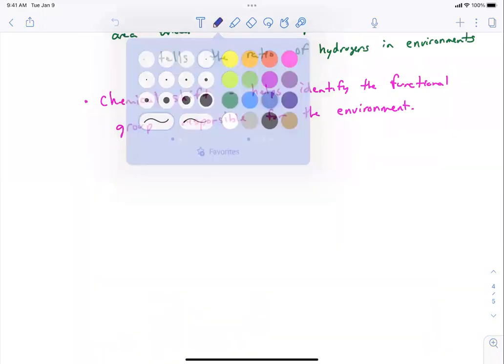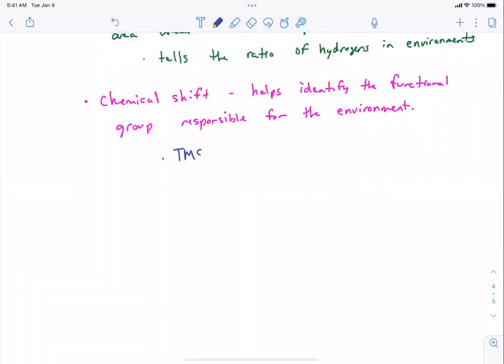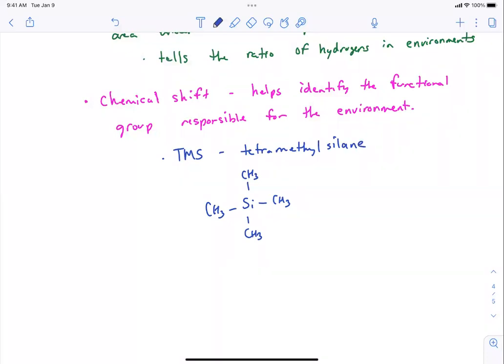Now, don't forget, chemical shifts are relative to TMS, which is tetramethylsilane. Now, they tell you what the structure name is for TMS in the data booklet. So they're never going to ask you what TMS stands for. They might have you draw tetramethylsilane, S-I-L-A-N-E. I'm going to clean it up a little bit. Okay, that's what tetramethylsilane looks like.